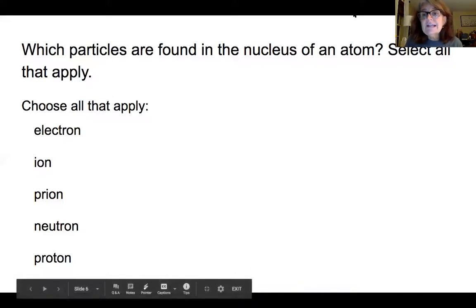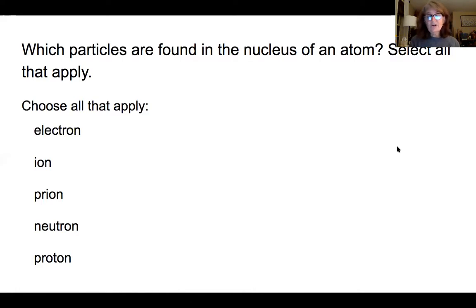Okay, so let's ask ourselves some questions. Which particles are found in the nucleus of an atom? Select all that apply. I'm going to give you a chance to look at this. Which subatomic particles are in that nucleus? Answer: neutrons and protons. Electrons are orbiting around outside.